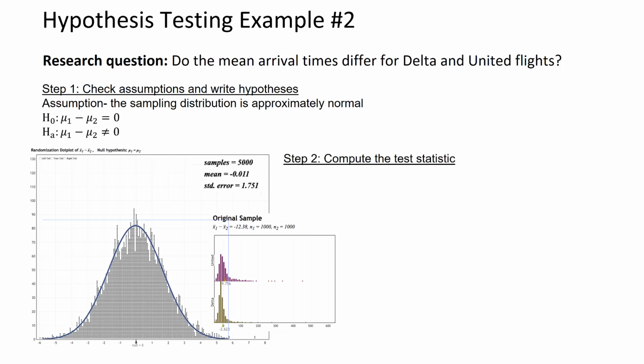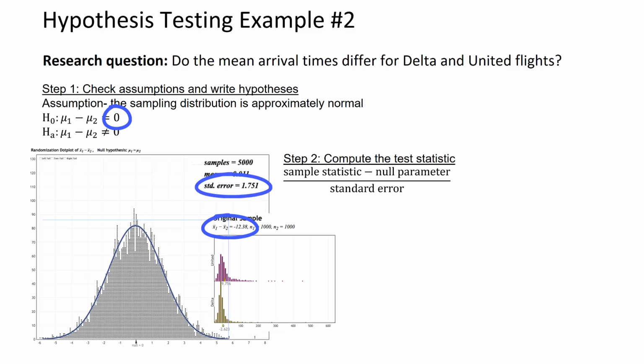Step 2, compute the test statistic. Here's the general form of a test statistic. The sample statistic is the difference in the original sample. That was x bar 1 minus x bar 2, and it equaled negative 12.38. The null parameter is the value from the hypotheses. That was 0. And the standard error comes from the sampling distribution. That value was 1.751. We plug these values into our formula, and we get a standardized test statistic of negative 7.070.